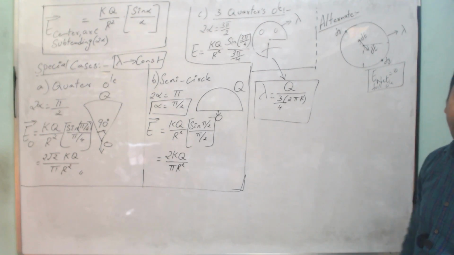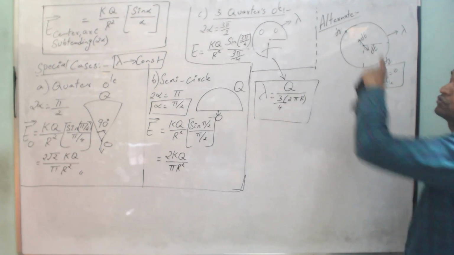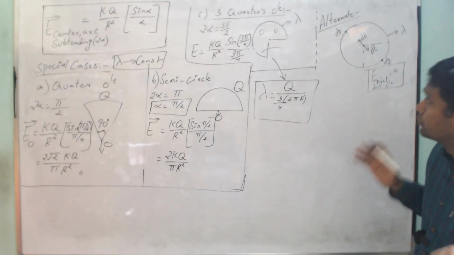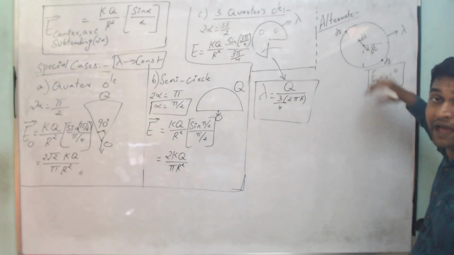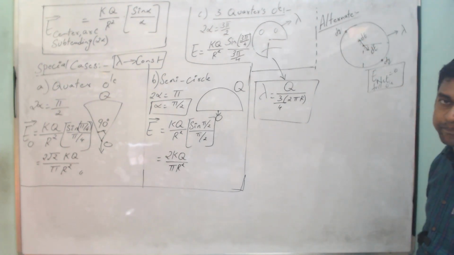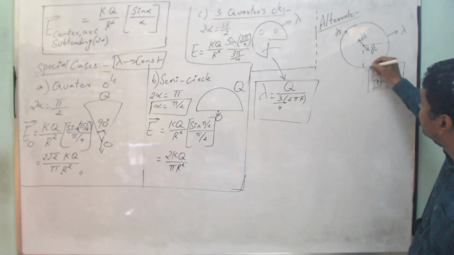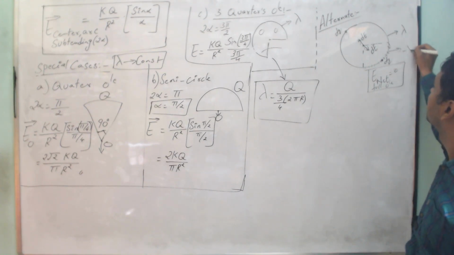Fine? But in my question, I have only 3/4 of a circle. I do not have a full circle. So what I am going to do is, first consider the entire loop having plus lambda, and in this 1/4 section I will add minus lambda.